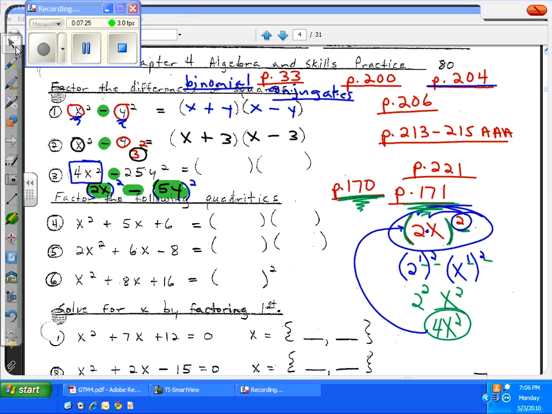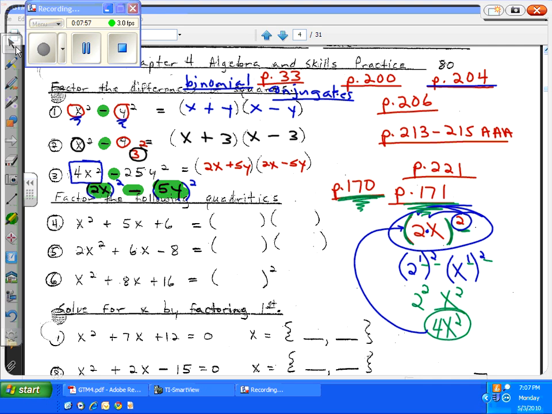I'm going to try to write that neater, having trouble getting it in there. 2x and 5y, 2x and 5y, but one with a plus and one with a minus. Again, the difference between two squares factors into binomial conjugates. Any questions on the first three? Again, you can go back into the algebra text to get some of this review if you need more review.